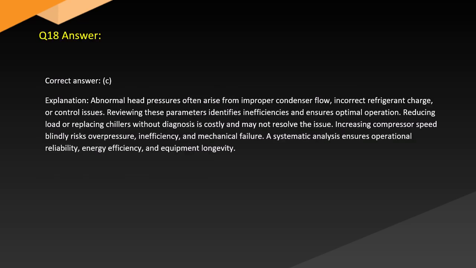Answer. Correct answer. C. Explanation. Abnormal head pressures often arise from improper condenser flow, incorrect refrigerant charge, or control issues. Reviewing these parameters identifies inefficiencies and ensures optimal operation. Reducing load or replacing chillers without diagnosis is costly and may not resolve the issue. Increasing compressor speed blindly risks overpressure, inefficiency, and mechanical failure. A systematic analysis ensures operational reliability, energy efficiency, and equipment longevity.